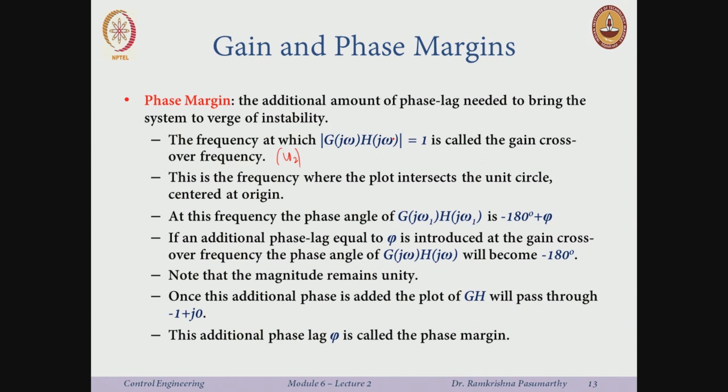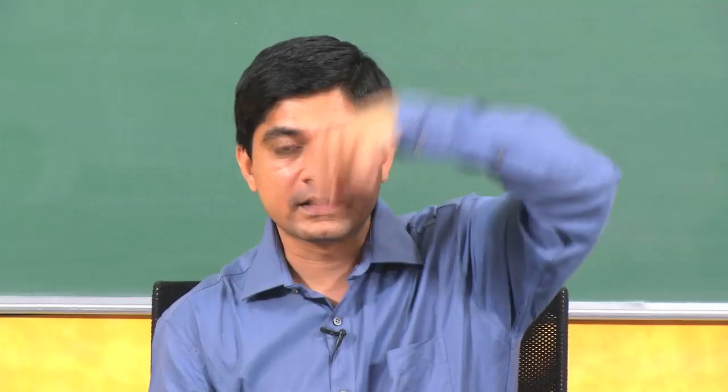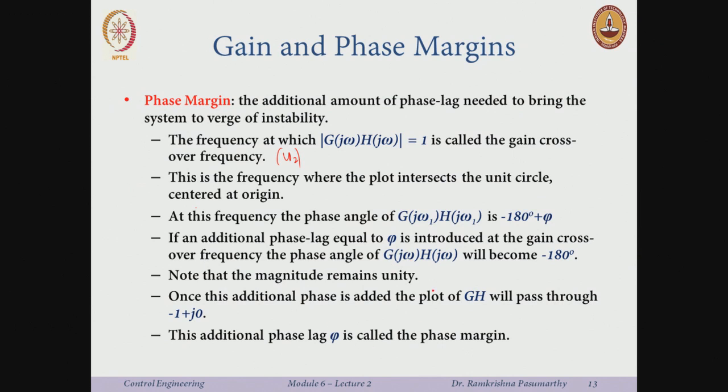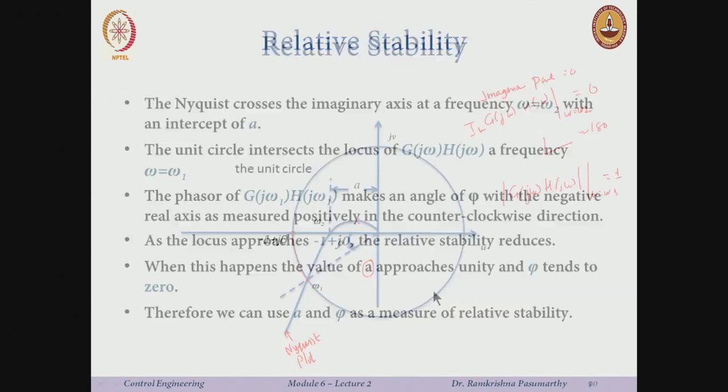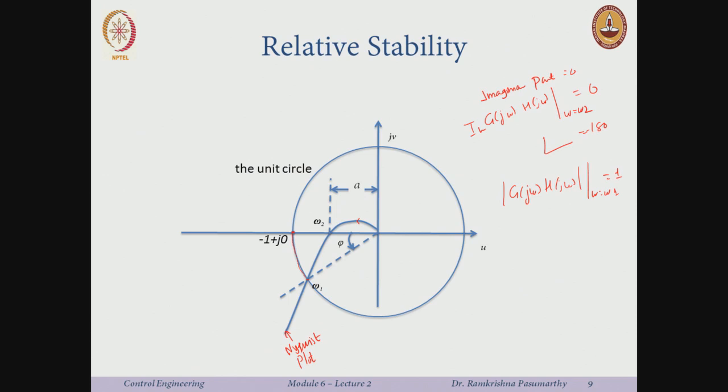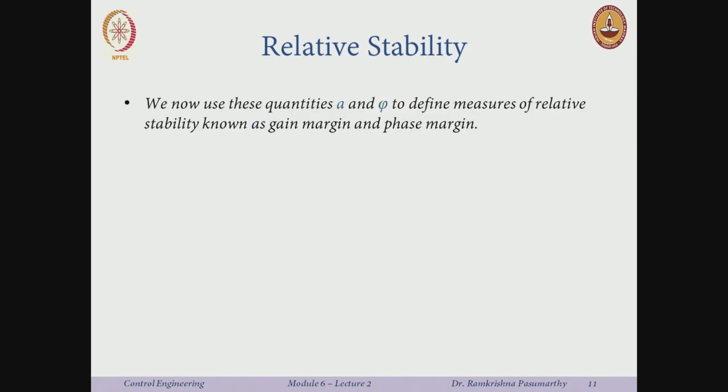Just by the intersection of the plot with the unit circle. So this is the frequency at which the plot intersects the unit circle. Of course, this unit circle is centered at the origin for obvious reasons, because we are just interested in -1 plus j0, and we just want to pull it along that angle to that point -1 plus j0. And at this frequency, what is the phase angle? At this frequency, the phase angle, if you just measure, is 180 or even -180, either way, right? 180 and this phi.